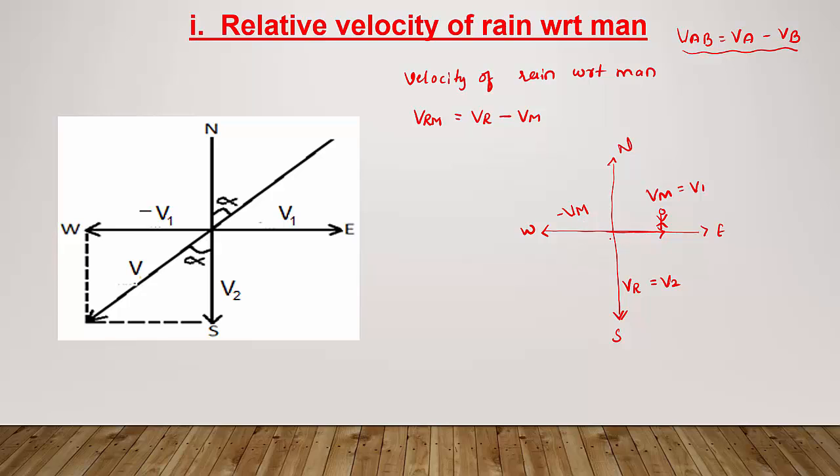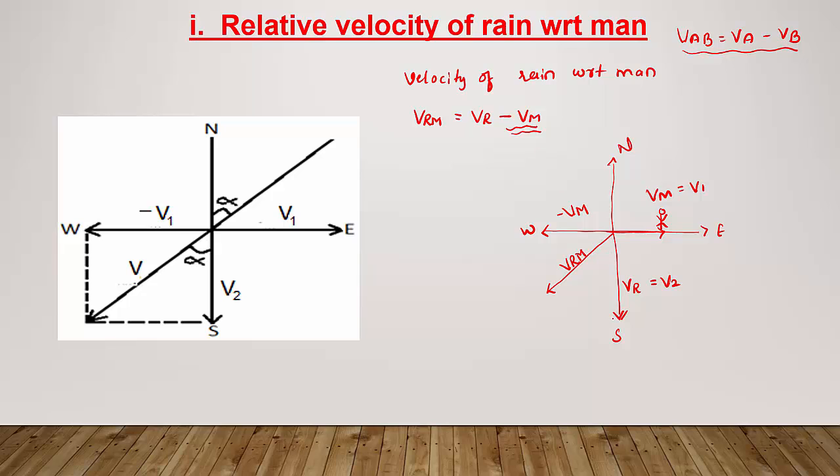So here we can consider, according to the law of parallelogram, the resultant vector is along the diagonal of the parallelogram. Here I am going to consider the resultant vector, that is VRM. Why do we have to consider it in this direction? Because this is minus Vm. Observe this equation: Vr minus Vm.